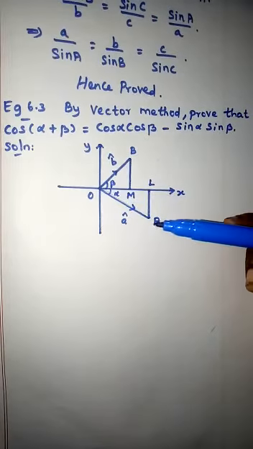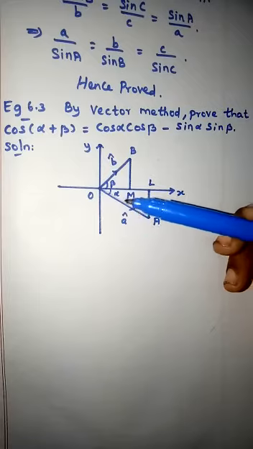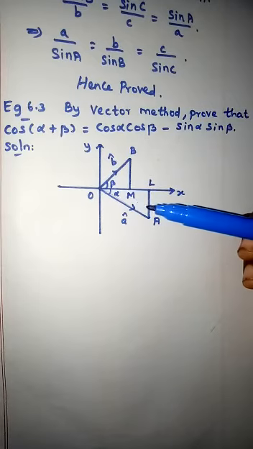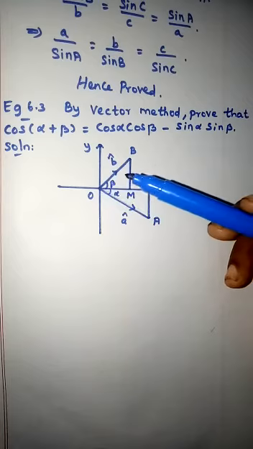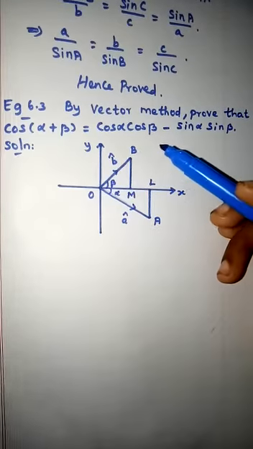Take OA vector as A cap. Why we are using cap here is that the magnitude is 1, we know, isn't it? So you can take it as A cap. Same way, OB vector you can take it as B cap. We are going to prove this.